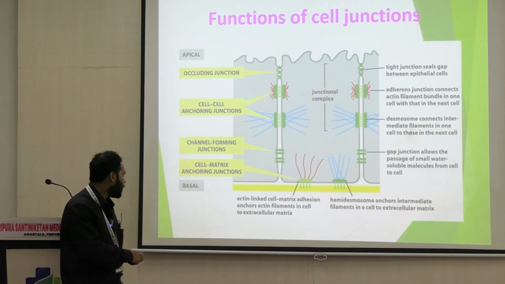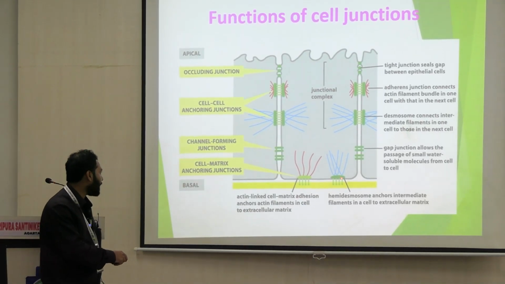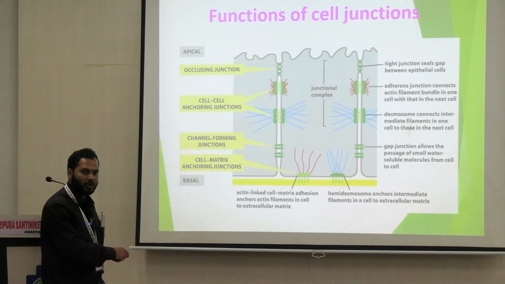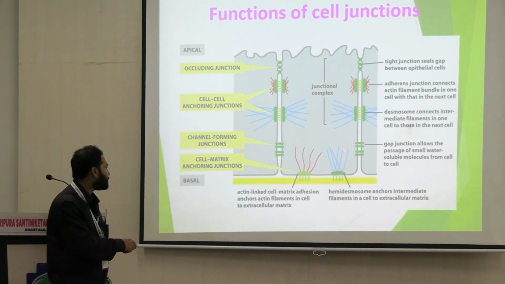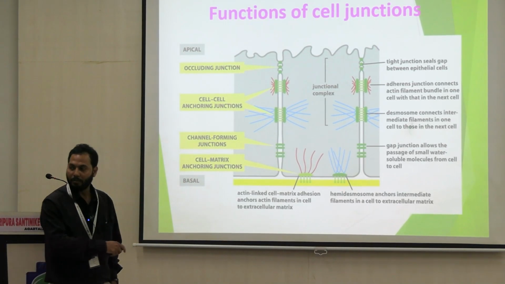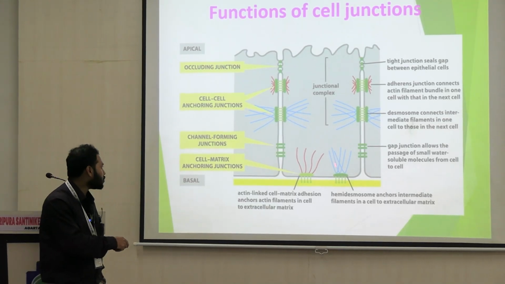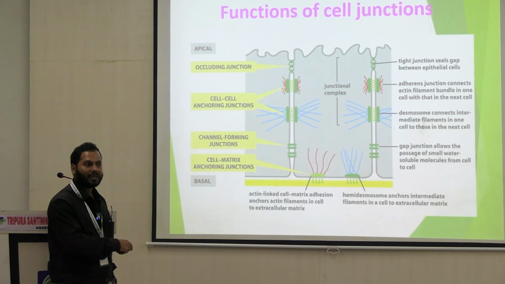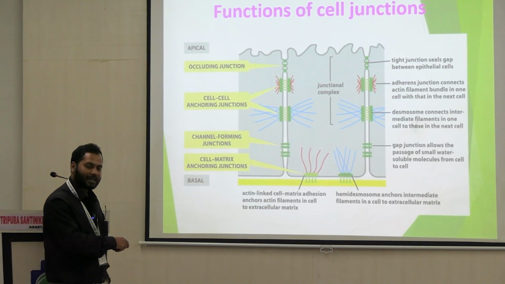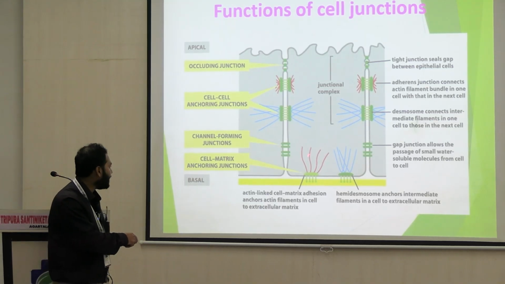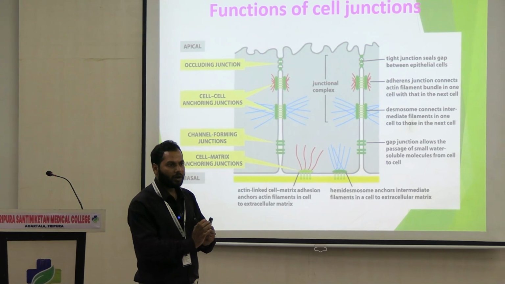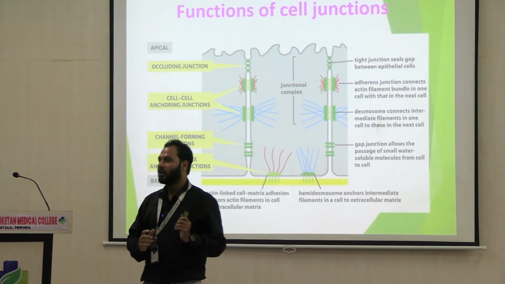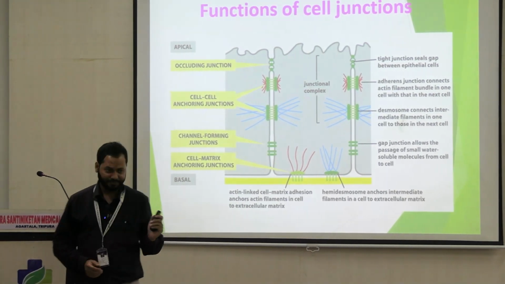Other than this, there are another two important types. One is called hemidesmosome. In the case of hemidesmosomes, it makes the connections with the cell matrix, but one part of this is attached to the intermediate filaments. But in the case of focal adhesions, another important type, it is attached to the actin filament. So this is a general functional overview of cell junctions.